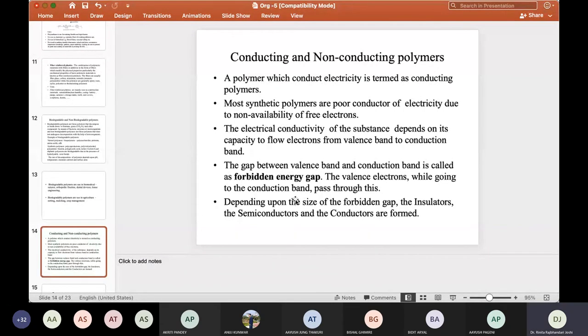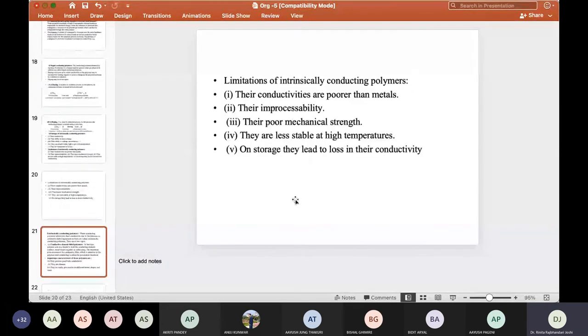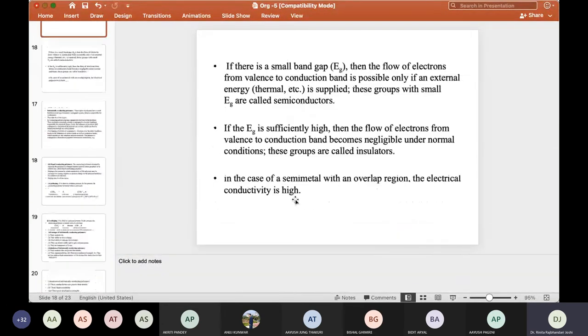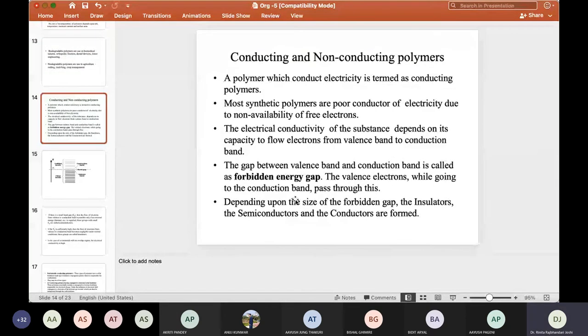And the next, the last one after biodegradable, is conducting polymers. You do a lot of this in physics, but it is still in the syllabus: conducting and non-conducting polymers. A polymer which conducts electricity is termed a conducting polymer, okay? And most synthetic polymers are poor conductors of electricity, due to non-availability of free electrons.